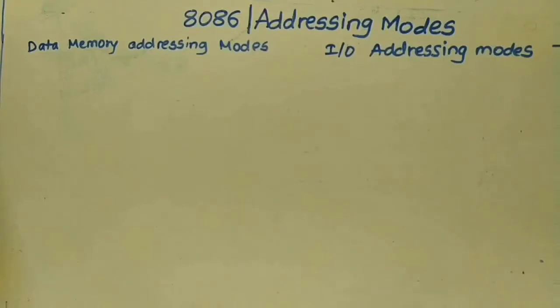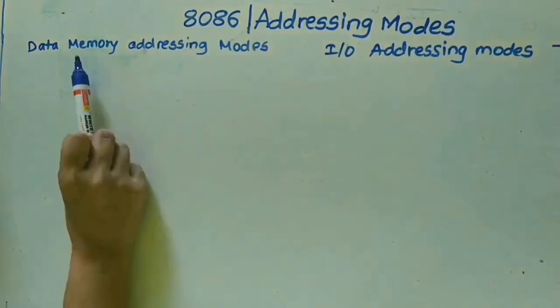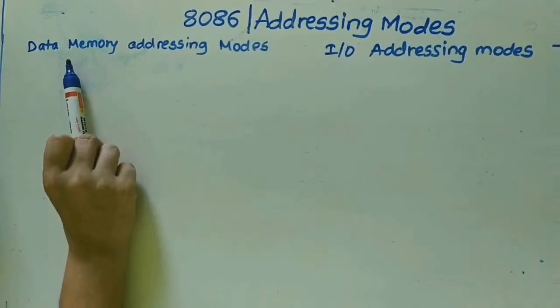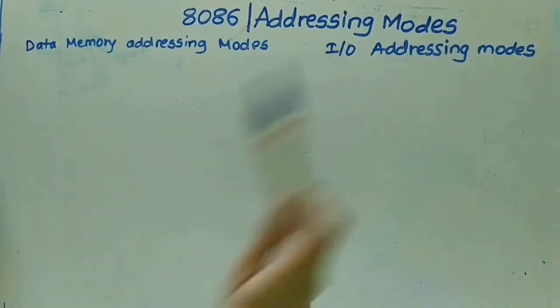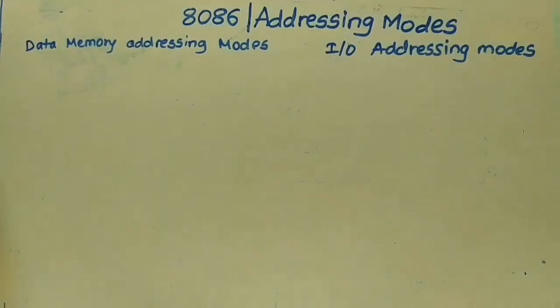Addressing modes are classified as data memory addressing modes and IO addressing modes. Data memory addressing modes again have several types: immediate addressing mode, register addressing mode, direct addressing mode, indirect addressing mode, and implied addressing mode. And in IO addressing mode, there are two types: fixed port addressing mode or direct addressing mode, and variable port addressing mode or indirect addressing mode.